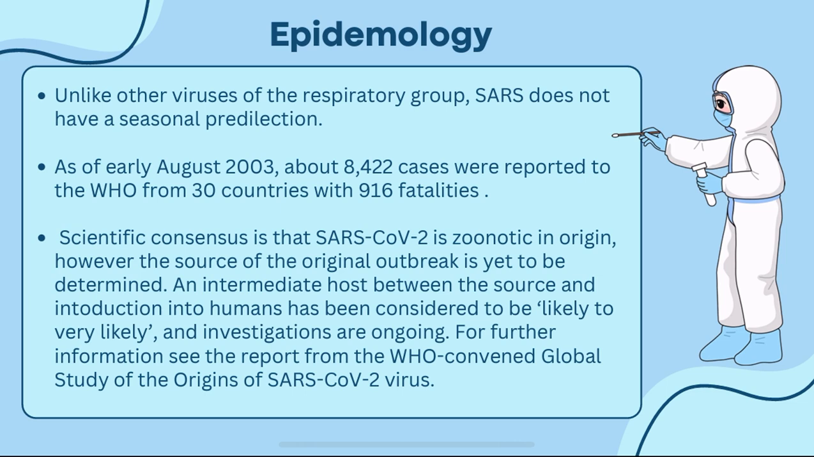8,422 and 916 fatalities. The scientific consensus is that the SARS coronavirus is zoonotic in origin. However, the source of the original outbreak is yet to be determined. An intermediate host between the source and the introduction to humans has been considered likely to very likely, and investigations are still ongoing. So we see that there is an intermediate host between the source and the human.